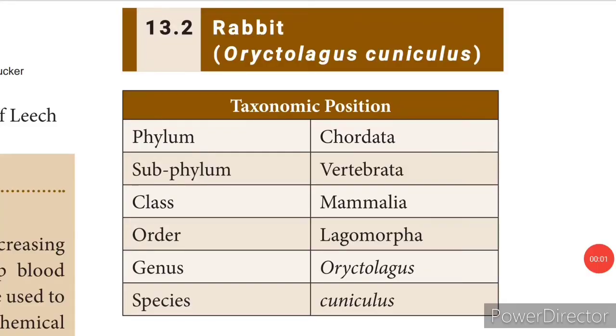Next we'll see the structural morphology and anatomy of the vertebrate, that is rabbit. The scientific name of the rabbit is Oryctolagus cuniculus. The phylum is Chordata, subphylum is Vertebrata, class is Mammalia, order is Lagomorpha, genus is Oryctolagus, and the species is cuniculus. Now we'll see the habitat and the external morphology.